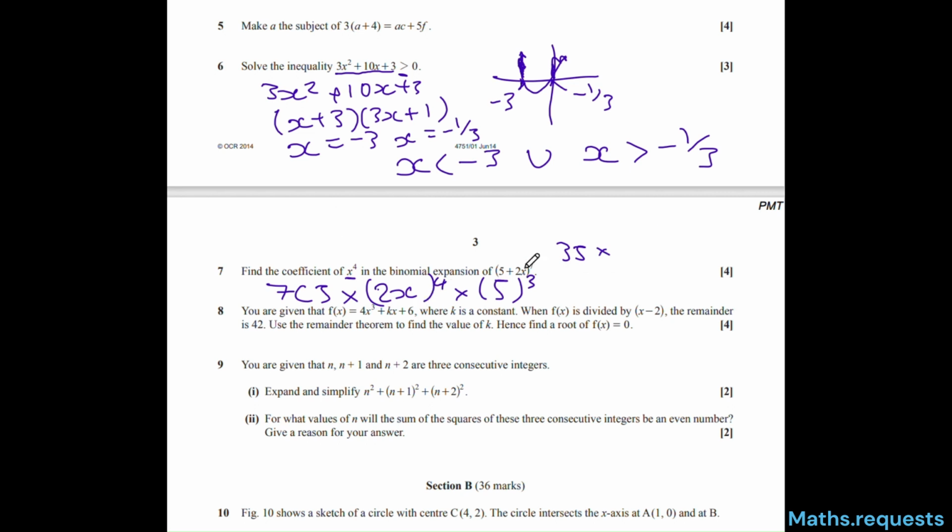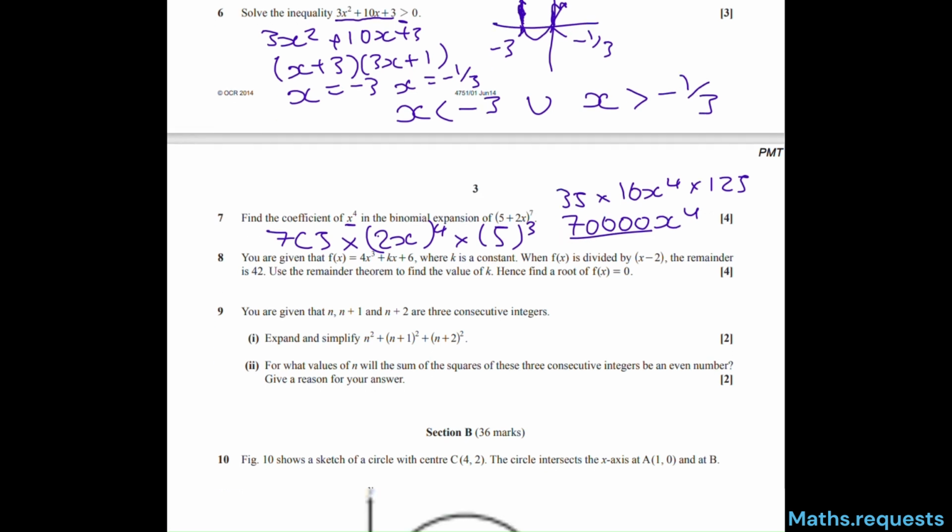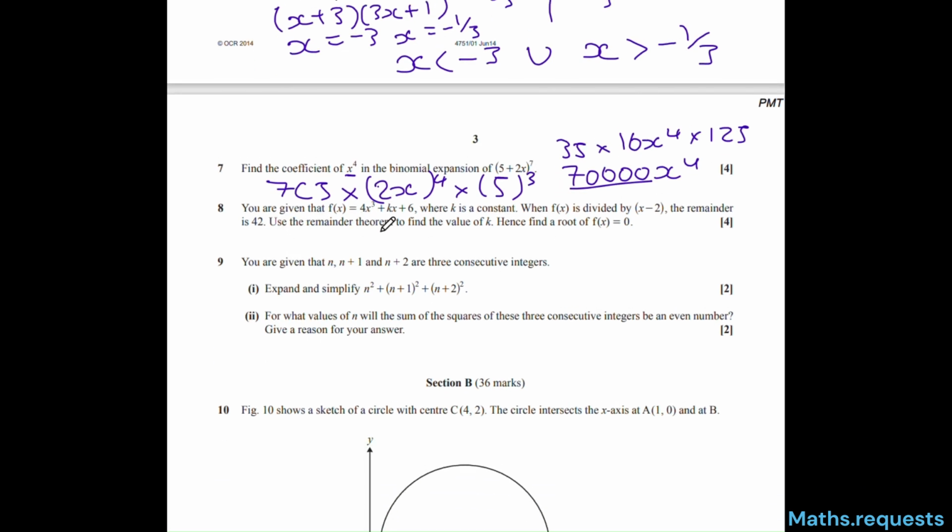So we get 35 times 2x to the power of 4, which is the same as 16x to the power of 4, and then 5 to the power of 3 is the same as 125. So 35 times 16 times 125 gets us 70,000. So 70,000 x to the power of 4. So our coefficient is 70,000.